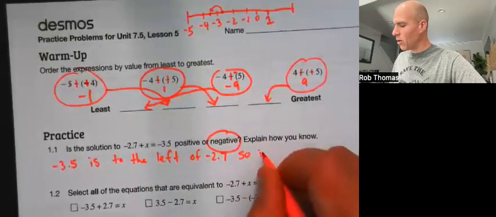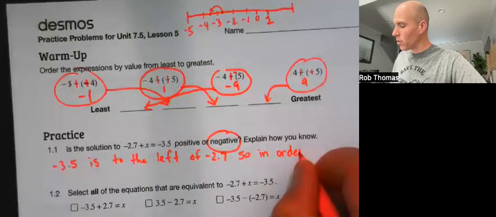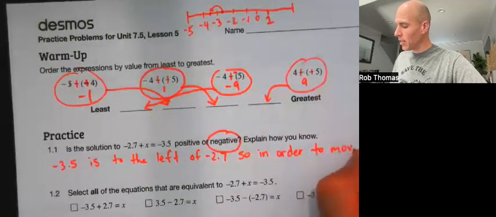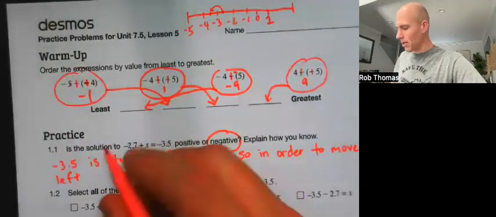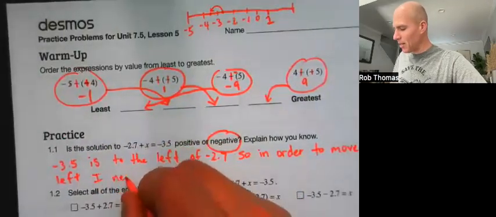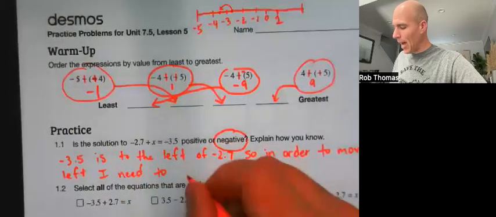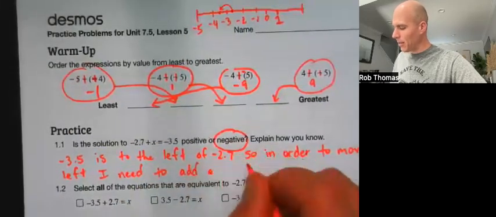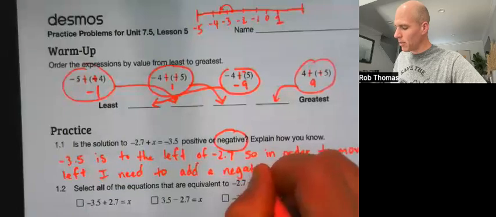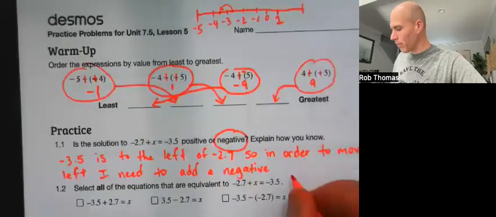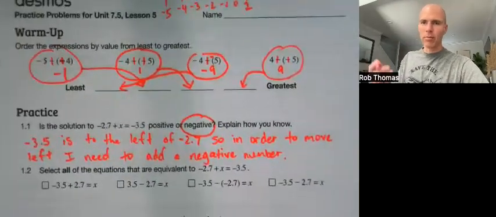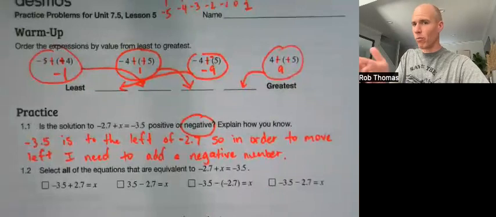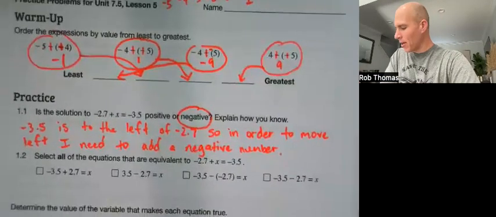So in order to move left, that's just another way of saying in order to get more negative, I need to add a negative number. Boom. You want to copy that word for word, that's fine. Or put it in your own words, think your own way of saying it, whatever works for you. Okay.